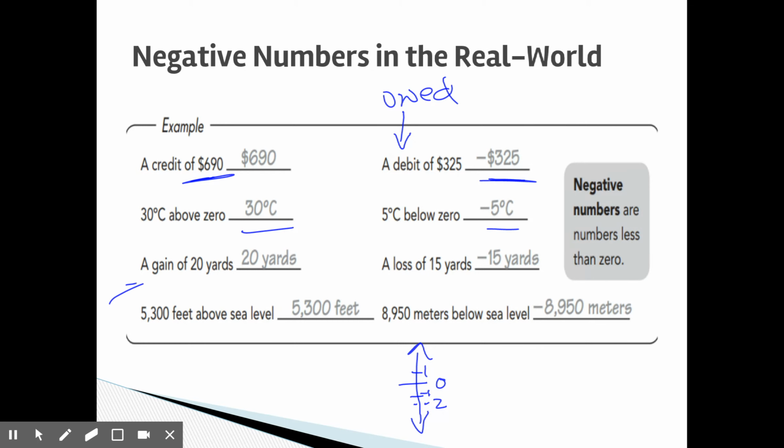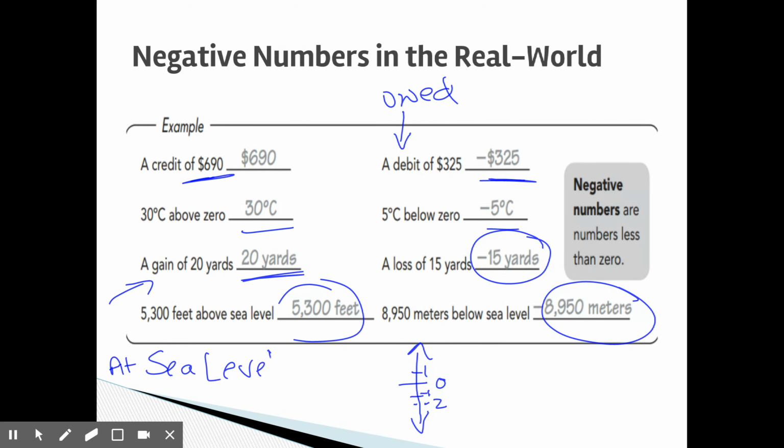In football, we often hear negative. A loss of yardage in football, they count as negative. But if someone's gaining yards, they're moving forward with the ball, it's positive. And then lastly, the most common time negatives are used are sea level. So above sea level would be positive and below is negative. Just a note here, at sea level is 0. That's where it's 0 feet.